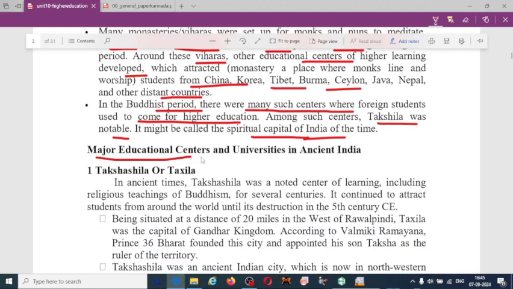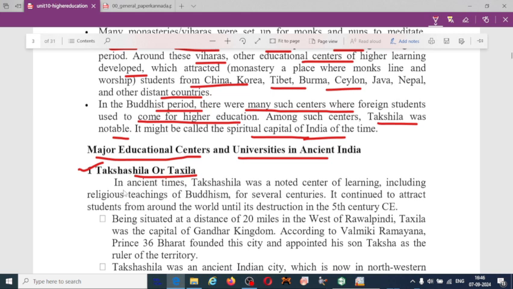So, major educational centers and universities in ancient India. Just as we have universities right now, earlier also there were educational centers and universities. First and foremost, very famous, is Takshashila, the spiritual capital of India.